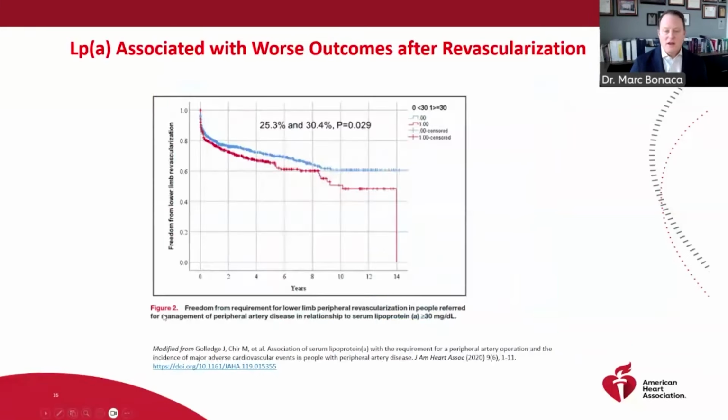We also know that Lp(a) tends to be associated with a worse prognosis even after revascularization. So this is a large analysis that was done here. The stratification was at 30 milligrams per deciliter, so relatively low level. And you can see in patients who had an elevated Lp(a), they had much worse outcomes in terms of urgent revascularization or technical failure if they had a high lipoprotein(a).